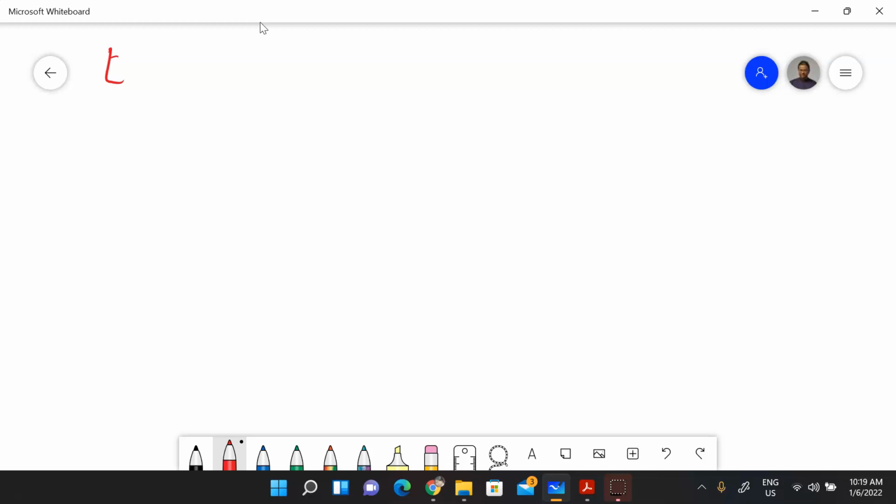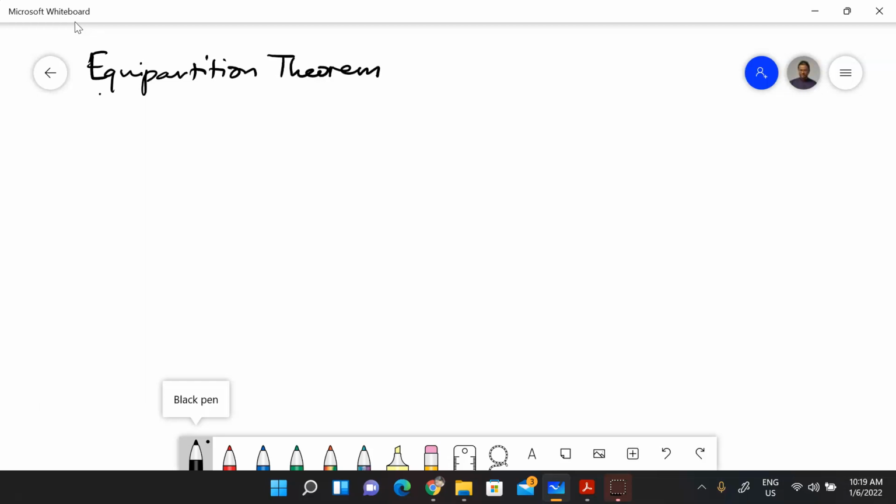So we'll be looking at the equipartition theorem, which relates to the contribution of each degree of freedom towards the, say, heat capacity. Okay, but we are going to do this for the case of the classical gas.